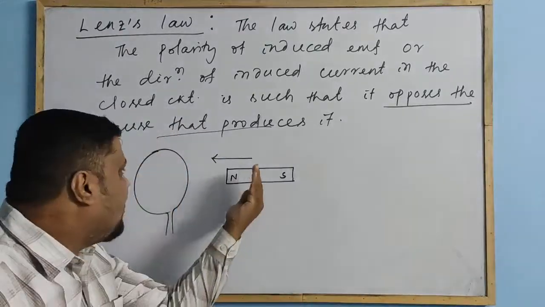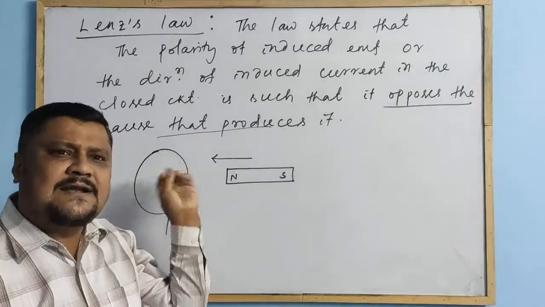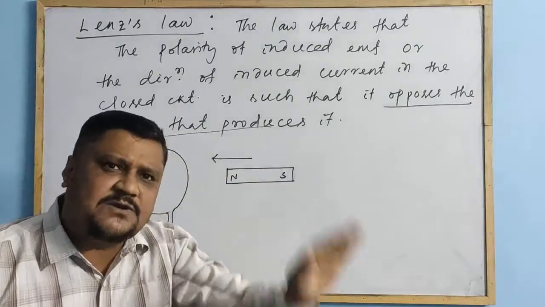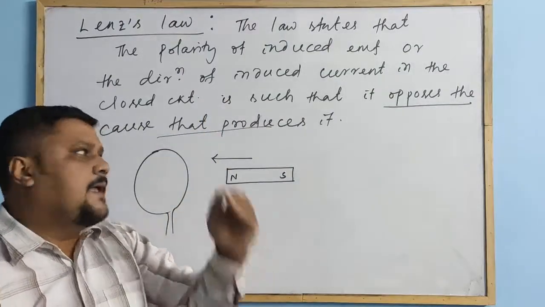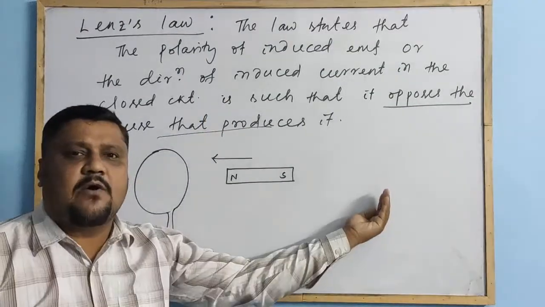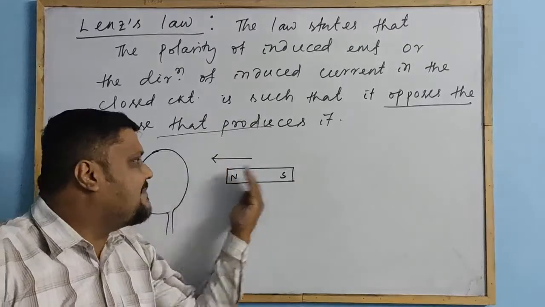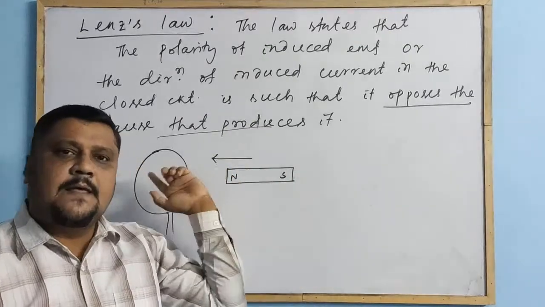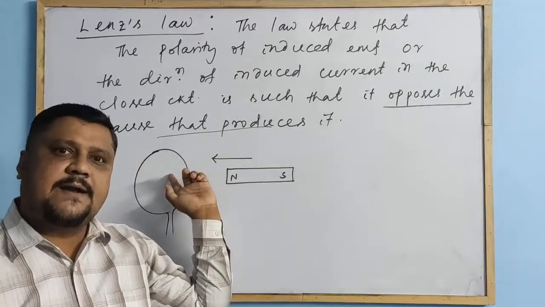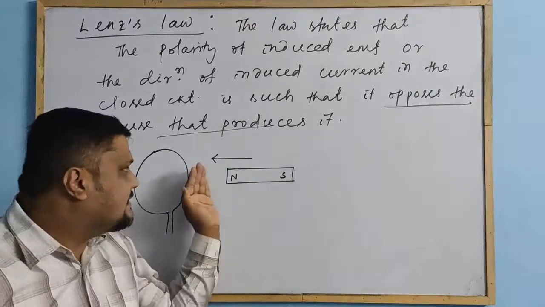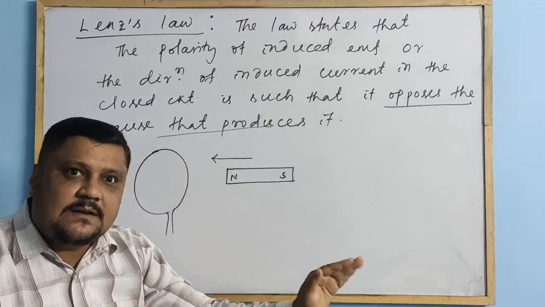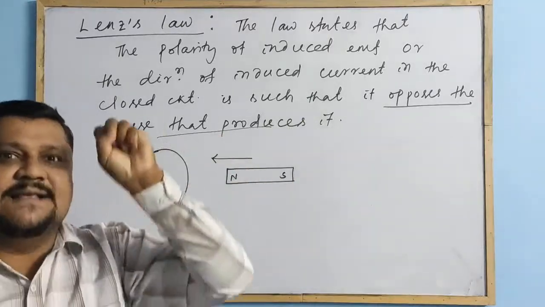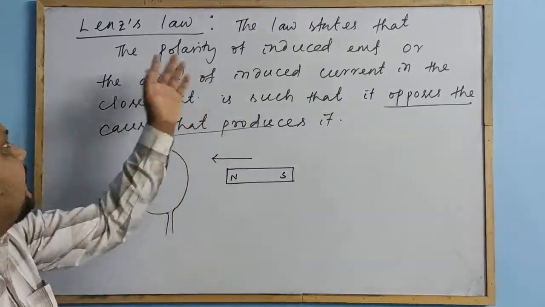If the flux is increasing, the current is so induced that it will always try to make it decrease. If the bar magnet is moving away from the coil, the flux linked with the coil decreases, so the induced current will try to increase it. That is Lenz's law.